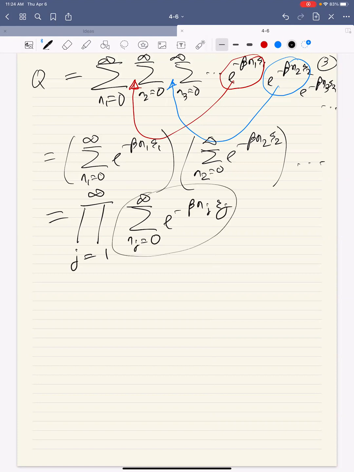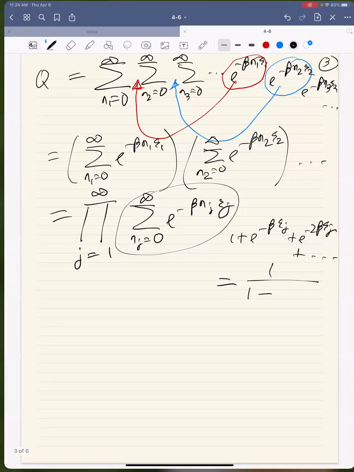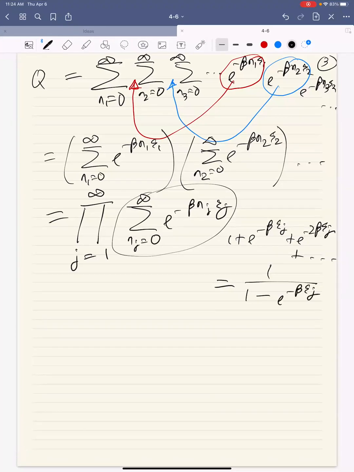So now this sum, what is this? This is 1 plus e to the power minus beta epsilon j plus e to the power minus 2 beta epsilon j plus dot, dot, dot, right? What is the value of this sum? One over 1 plus? Not 1 plus. Don't break my heart. Yeah, come on. You broke 50% of my heart. 1 minus e to the power minus beta epsilon j. Okay? It's 1 plus x plus x squared plus x cubed. So this thing, Q, is product over j of 1 by 1 minus e to the power minus beta epsilon j. That's super interesting.